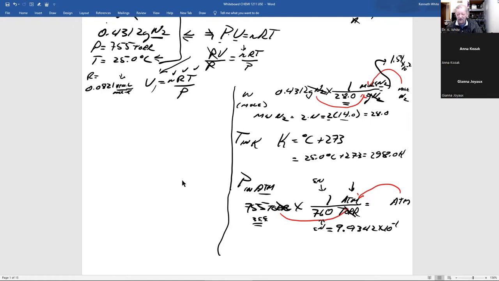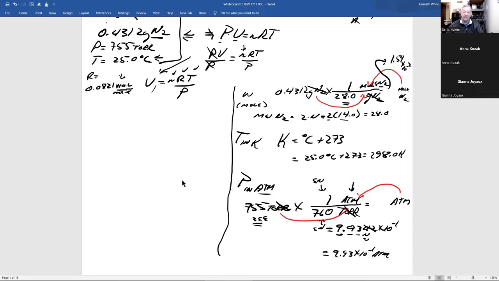All right, to round this off to three significant figures, 9 is my first significant figure. This 9 is my second. The 3 is my third. The next number I use to round off, is it 4 or less? And the answer is yes. So I drop this, and this becomes 9.93 times 10 to the minus 1 atmospheres.